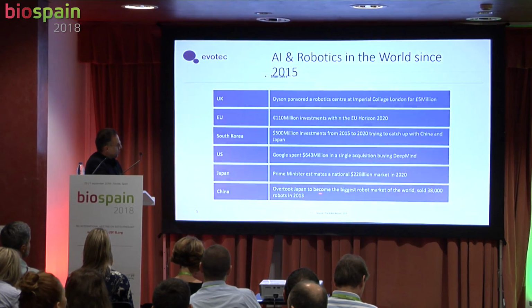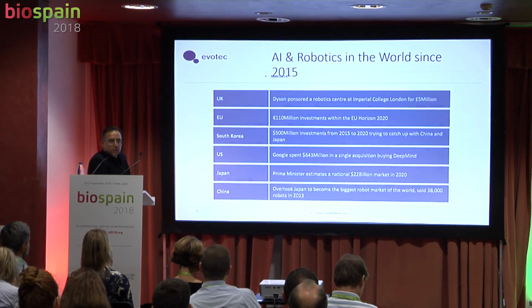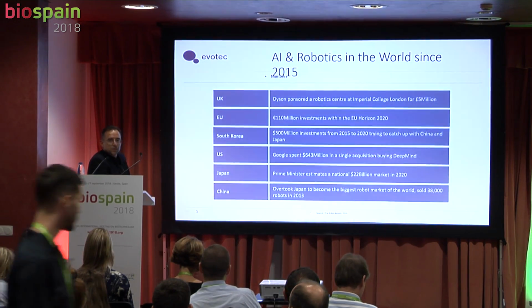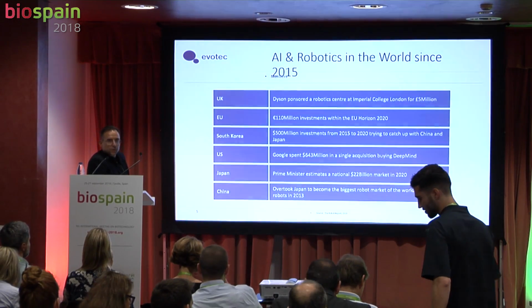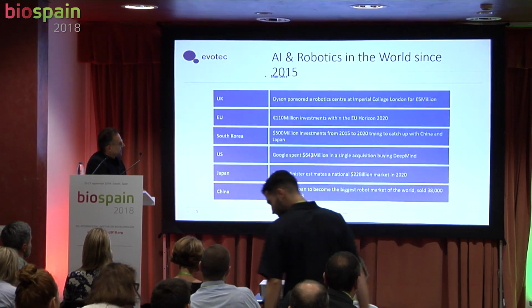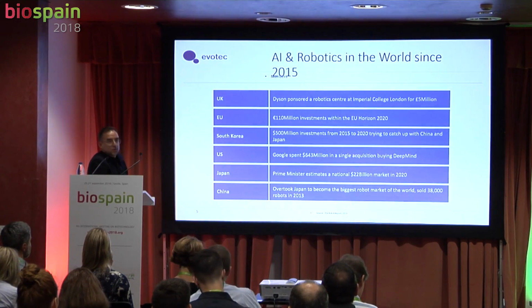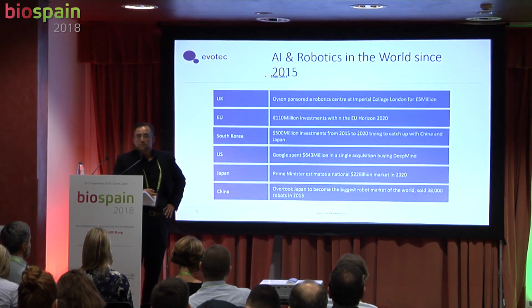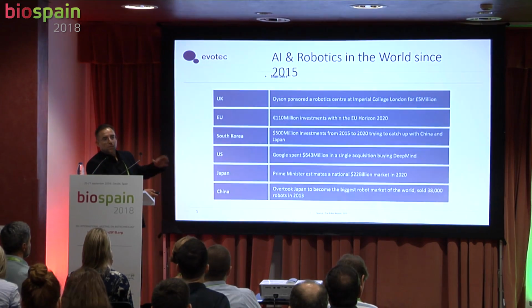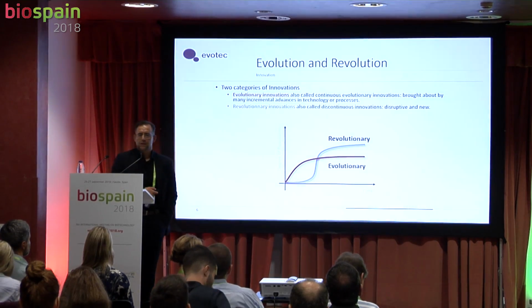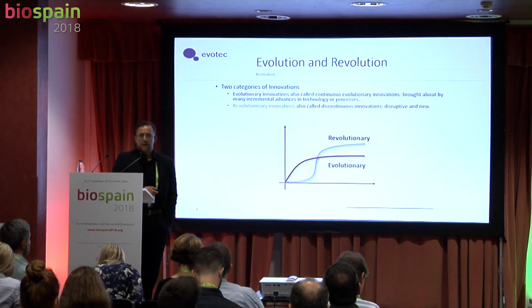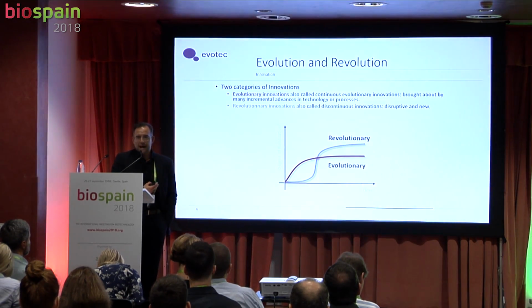China, they overtook Japan. You know how many robots they are making, so they will be the primary nation producing robots in the near future. And then the US, of course, and we'll talk about it during the presentation. Google spent more than 600 million in a single acquisition, buying DeepMind, without speaking about IBM and so forth. So plenty of investment, plenty of innovation, but I think we have to define well what kind of innovation.